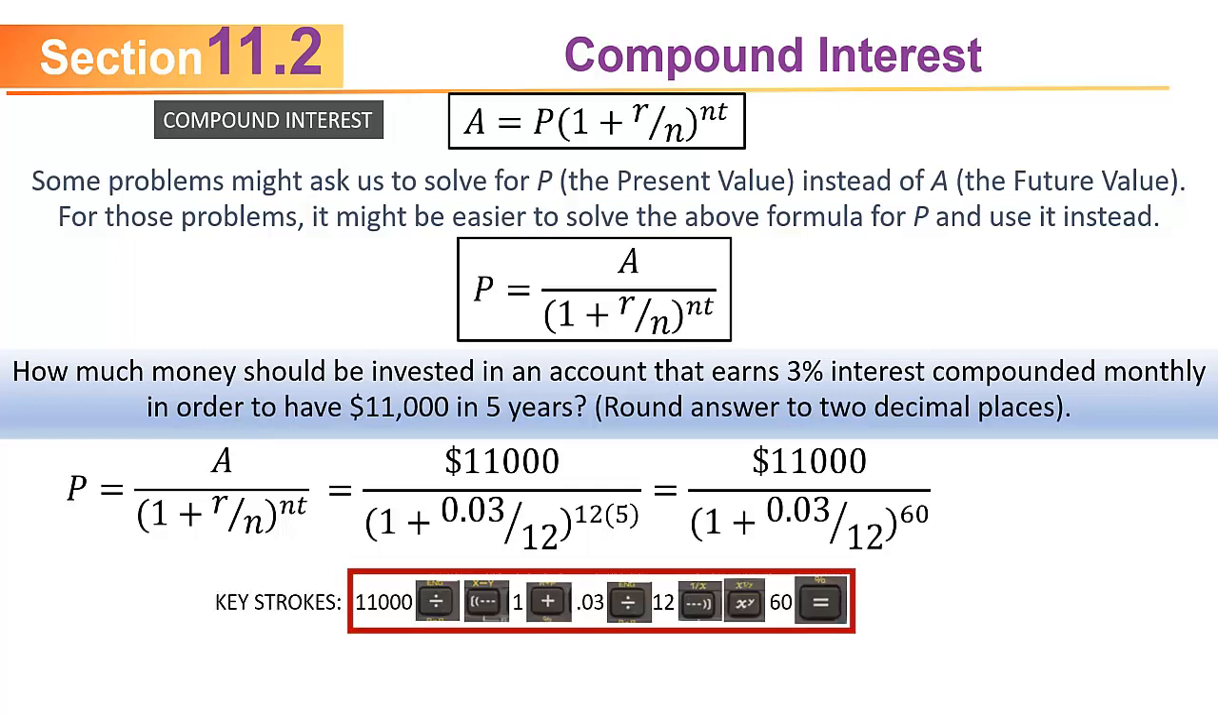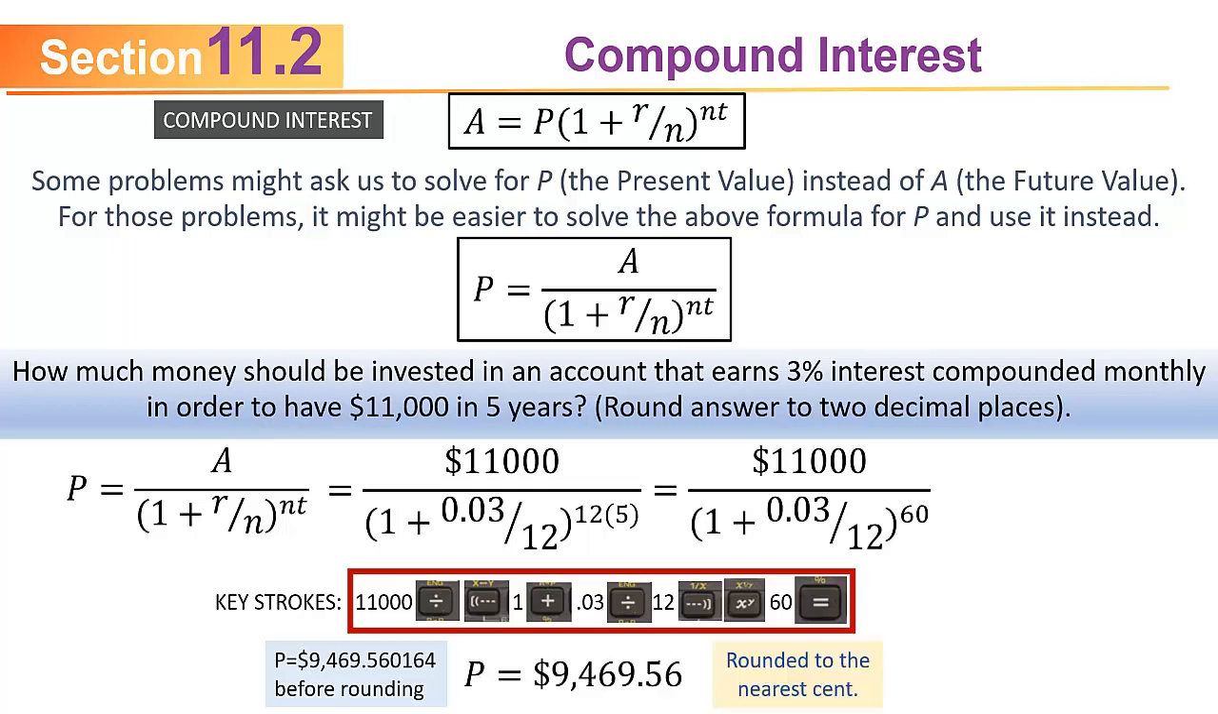11,000, the big fraction bar is a division, then you've got a left paren, 1 plus 0.03, and the slash is another division, divided by 12. Then you close the right paren, then you hit the power key because the 60 is an exponent, then you type in 60, and you hit equal, and you end up with a present value of $9,469.560164, and if you round it to 2 decimal places, you end up with $9,469.56 to the nearest cent.